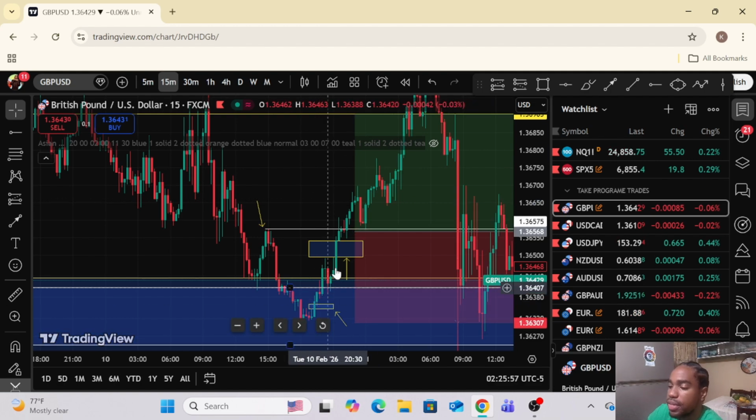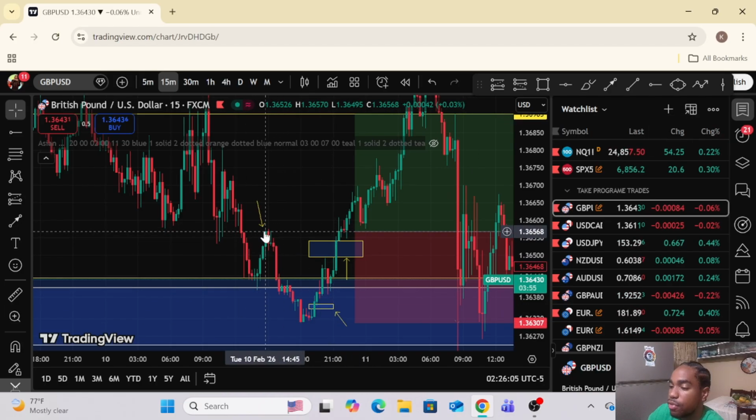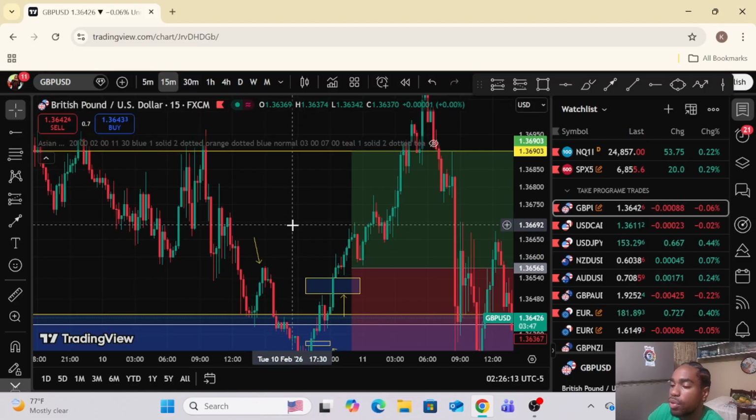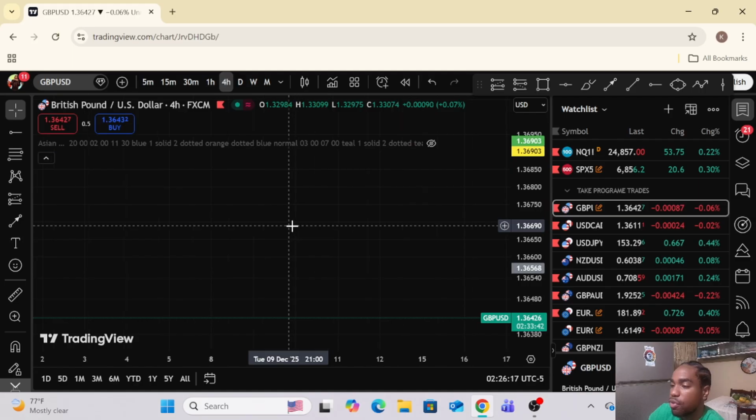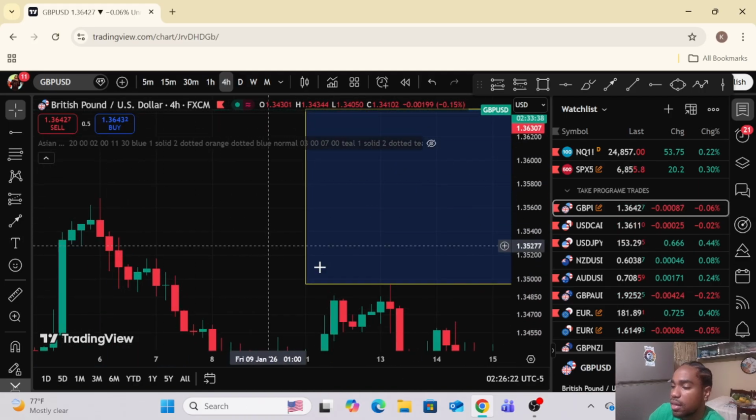So after price created these two 15-minute fair value gaps, and busted through this high right here, what did I do? I waited for price to just retrace back into that high. So that little movement back down into this high, this is where I entered. And where was my take profit? Of course, my take profit is usually at my 4-hour zone, my 4-hour close, and this is exactly what I did.